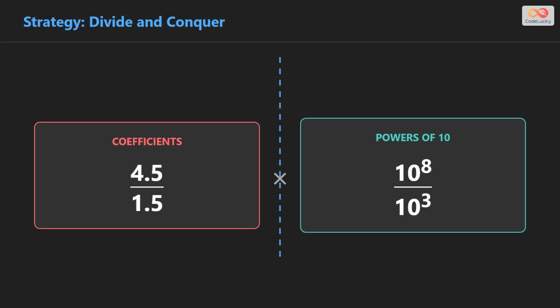The secret strategy is to split the problem into two separate parts. We treat the coefficients, the regular numbers in front, as one group, and the powers of 10 as a second group. We handle them independently.